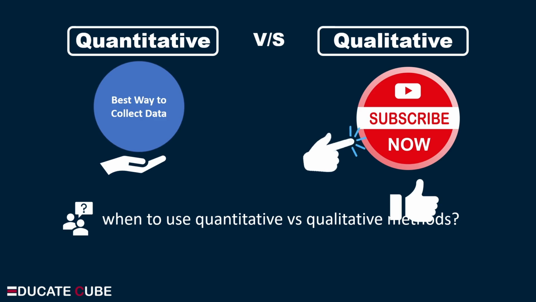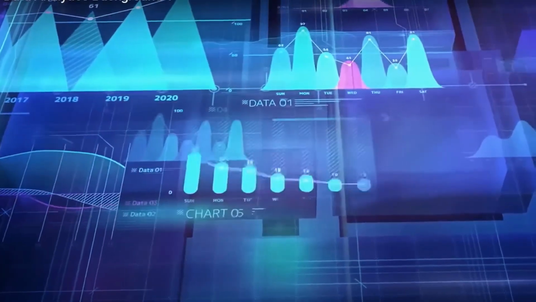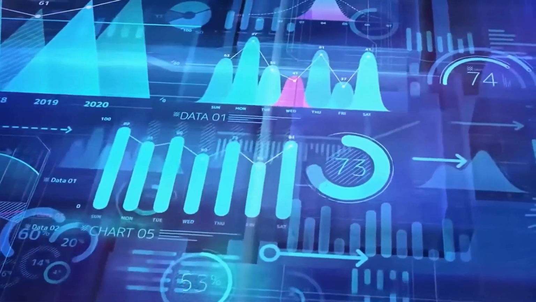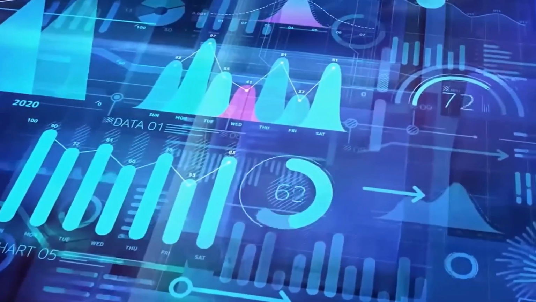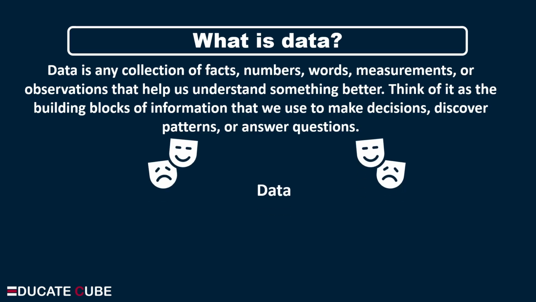Before we jump into specifics, let's clarify what we mean by data. In simple terms, data is any collection of facts, numbers, words, measurements, or observations that help us understand something better. Think of it as the building block of information that we use to make decisions, discover patterns, or answer questions. But there's more than one way to look at it. Data can be either qualitative or quantitative, and knowing which type you are working with can make a huge difference in your data analysis or research analysis.